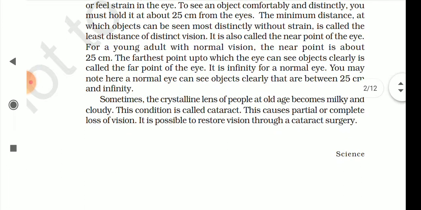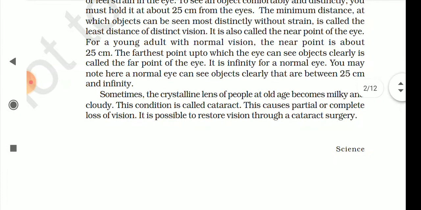You may note here that a normal eye can see objects clearly between 25 centimeter and infinity. I repeat, 25 centimeter and infinity is the range for clear vision for a normal human eye. So over here 25 centimeter is the near point of distinct vision, and the far point is infinity.